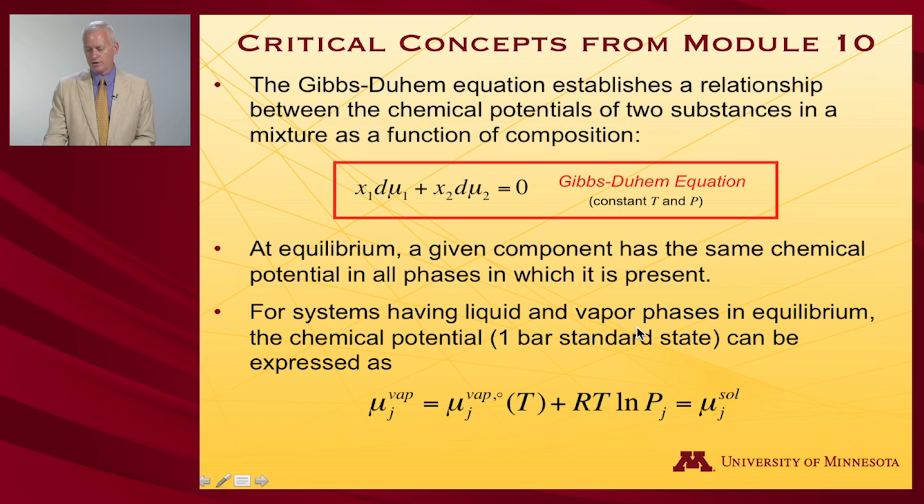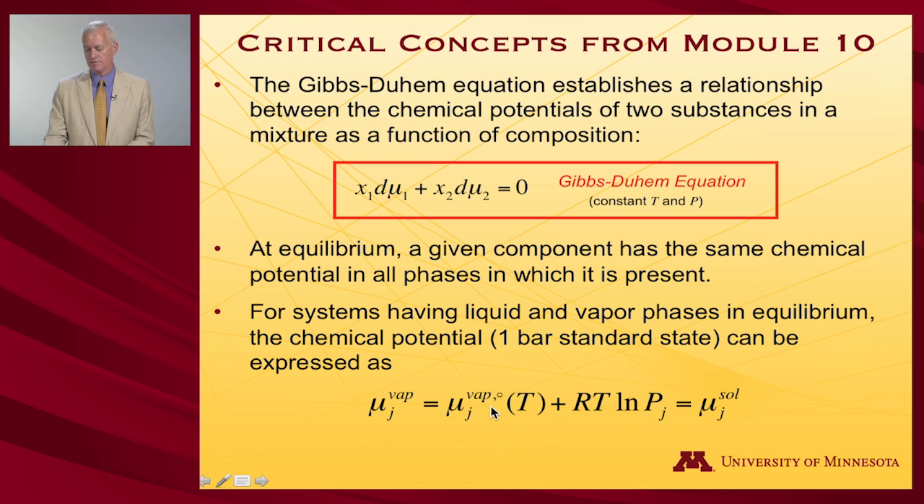When we have a system that has liquid and vapor phases in equilibrium, the chemical potential, here written in the 1 bar standard state, can be expressed as chemical potential in the vapor, and if it's in equilibrium, that's also the chemical potential in solution, is equal to the standard state chemical potential. So that's what it would be for the gas having 1 bar pressure, plus RT log the actual pressure of that component. Right? And so when the actual pressure is 1 bar, then of course this becomes 0, and sure enough, the chemical potential is equal to the standard state chemical potential.